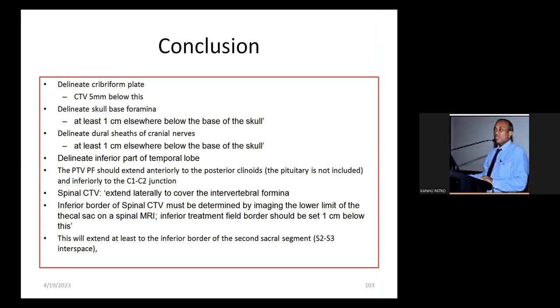Spinal CTV should extend to cover the intervertebral foramina. The inferior part of the spinal CTV must be seen on the sagittal section of MRI, and this will extend to the inferior border of S2 or the S2 S3 interspace.